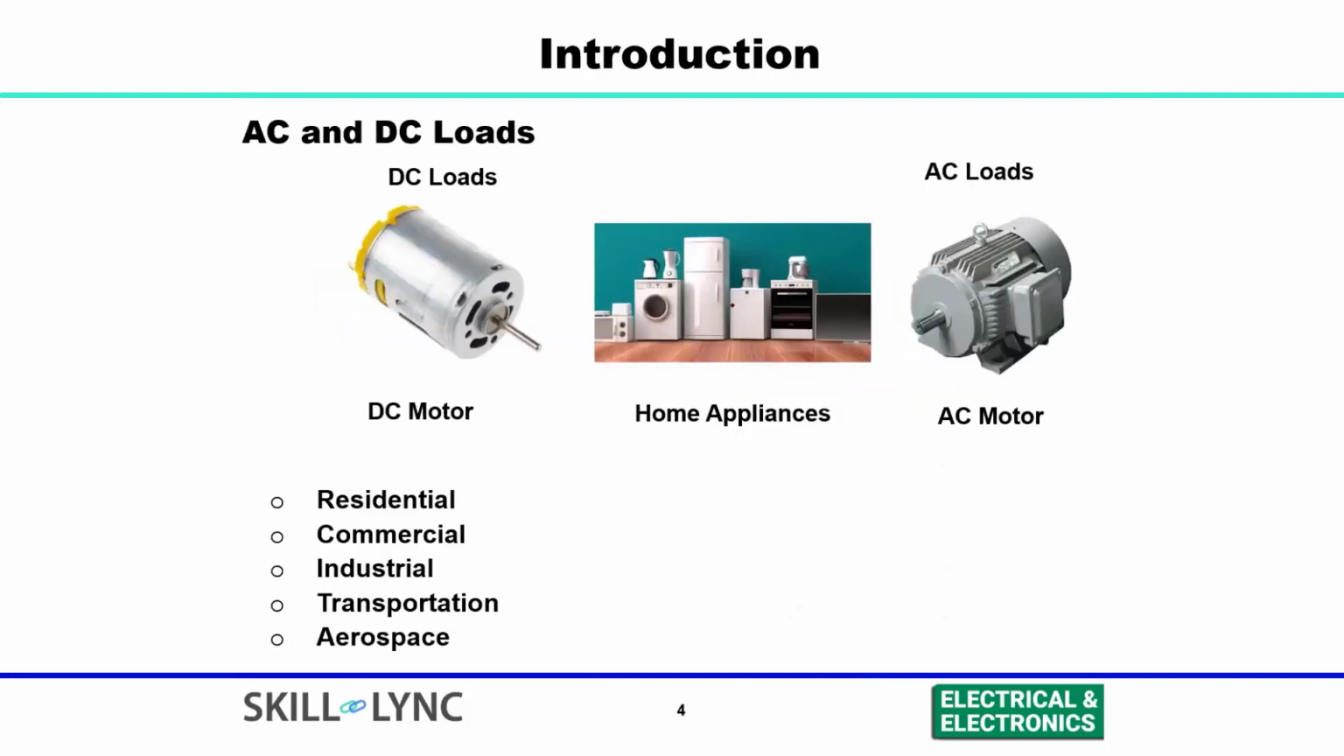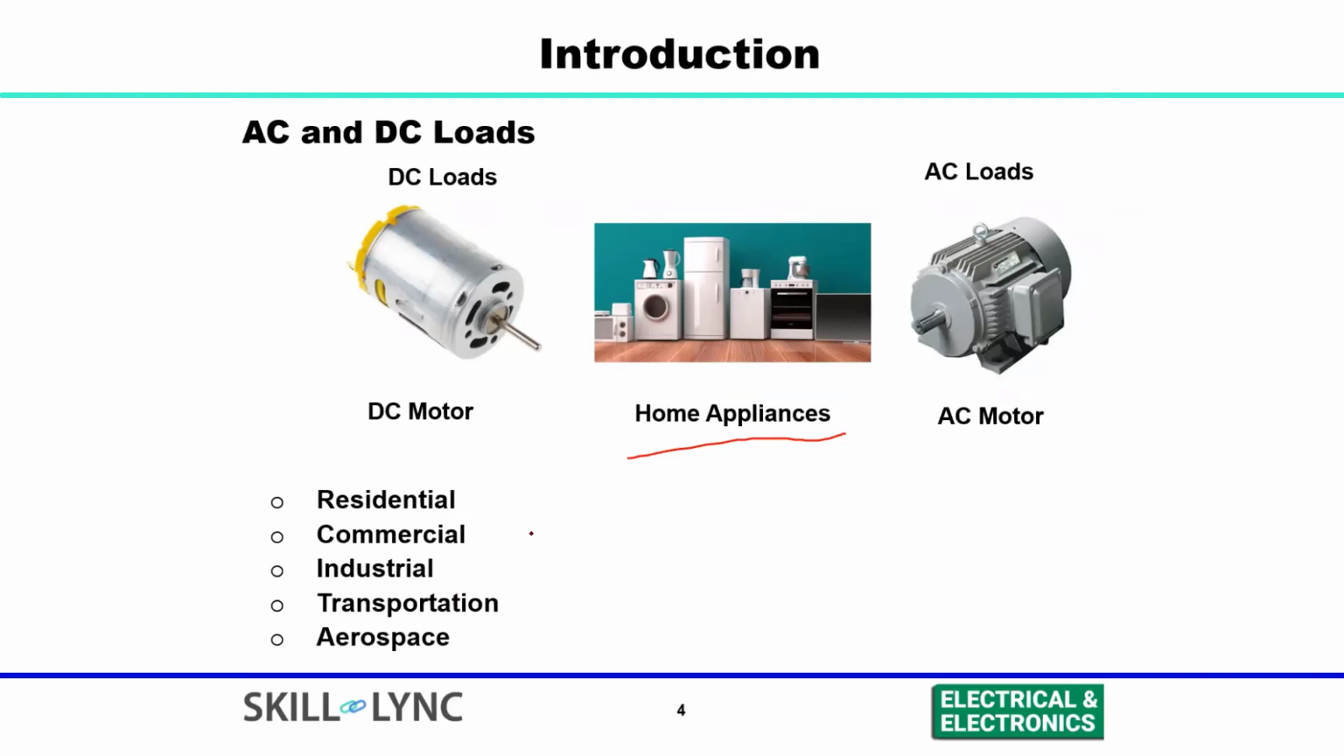Now, the different types of loads: we have AC and DC loads. For DC loads, we have a DC motor. For AC loads, we have an AC motor, and some household applications run on AC power supply. These loads are used in residential, commercial, industrial, and transportation applications like electric vehicles, electric locomotives or EMUs, and metro trains. We also use these loads in aerospace, where the operating frequency is 400 Hz, and in ship propulsion systems.